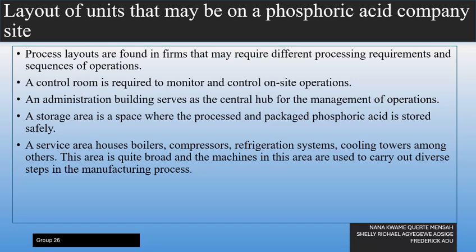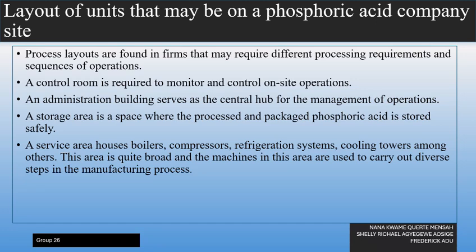Now let us look at the layout of the units or structures that may be found on our phosphoric acid company site. Process layouts are normally found in firms that may require different processing requirements and sequences of operations. So on our company site, we can find a control room, and this is required to monitor and control on-site operations. There is also an administration building which serves as the central hub for the management of operations.